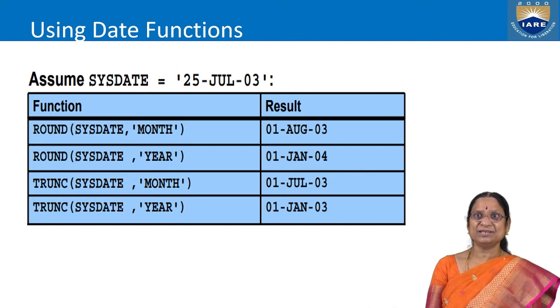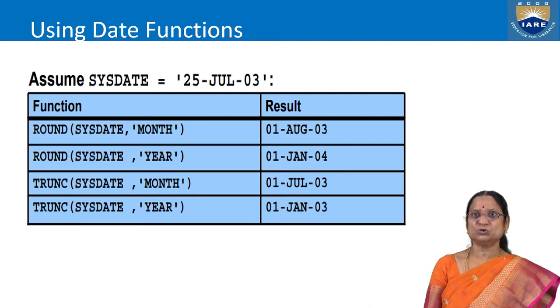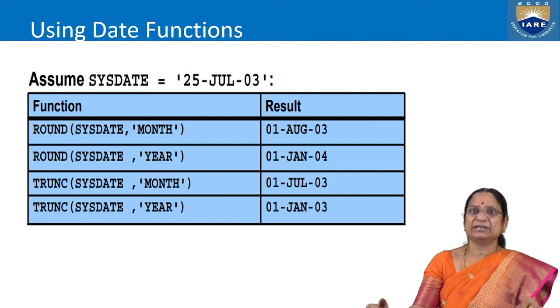When we are rounding to year, what is the year? 03. What is the month? 7. 7 is more than 5, no? So that's why we will get next year. For example, instead of July, if we are having May, May is 5. Up to 5 it's okay. If it is April, we will get only 03 only.